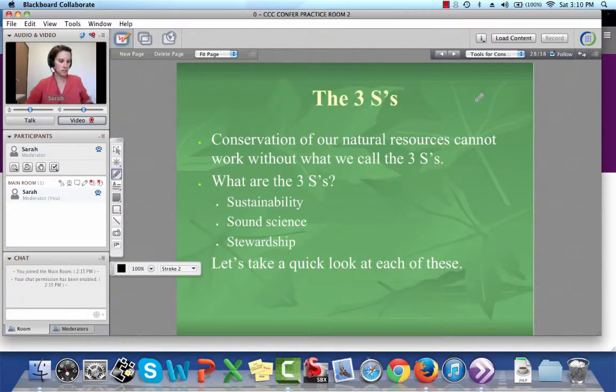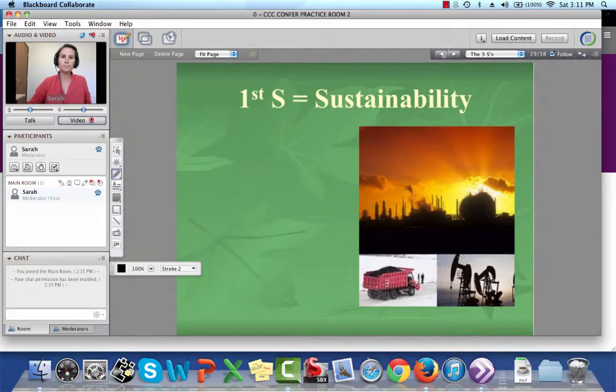The 3 S's are basically ground rules for conservation. In order for conservation to take place, these 3 things need to be considered and thought about and used. And they are sustainability, sound science, and stewardship. See the 3 S's? SSS. Okay, so that's why they're called the 3 S's. So let's take a look at each one of these real briefly.